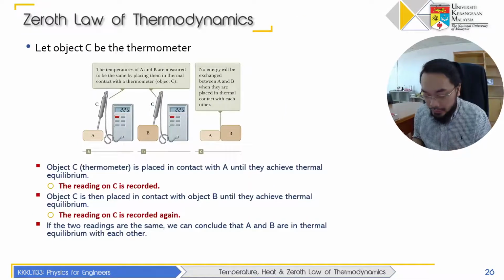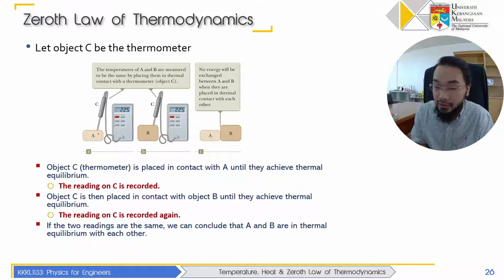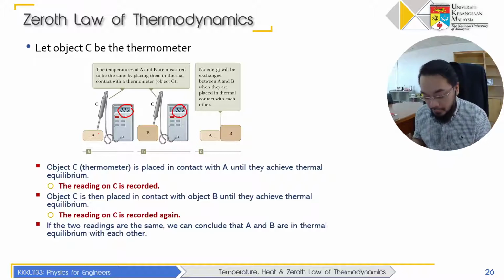Okay, so this is the same kind of experiment, but in this particular experiment, it's more practical, whereby you have objects A and B, and then a third object C, which is your thermometer. Imagine you have a digital thermometer and you measure A. What will happen? Some of the heat is transferred into the probe of the thermometer until the probe has the same temperature as A. Only then does it give out the final reading. If you do the same thing to object B and the reading is the same, that means A and B are in thermal equilibrium.